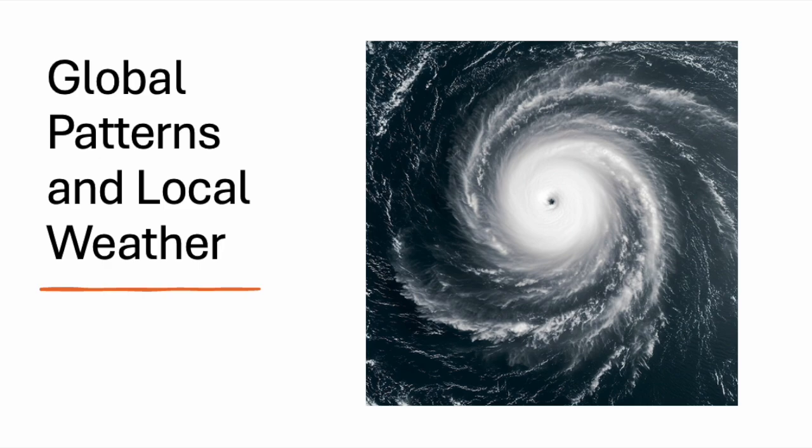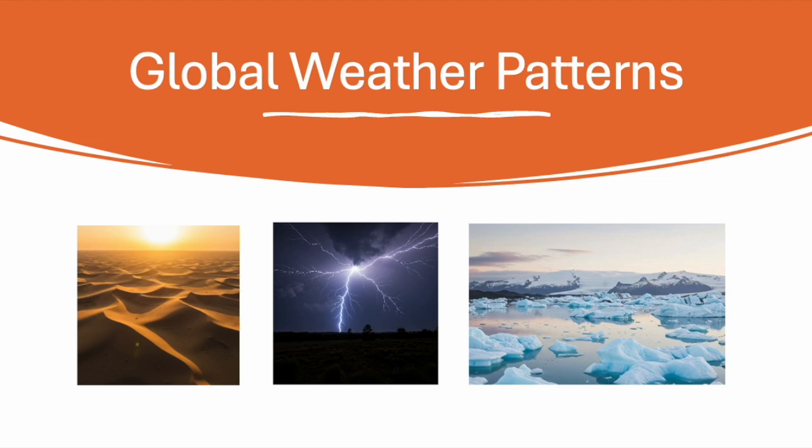By understanding how global patterns like the jet stream and ocean currents influence local weather, we can better predict and prepare for weather events. This knowledge can help us make informed decisions about everything from what to wear to how to protect our homes and businesses from extreme weather.